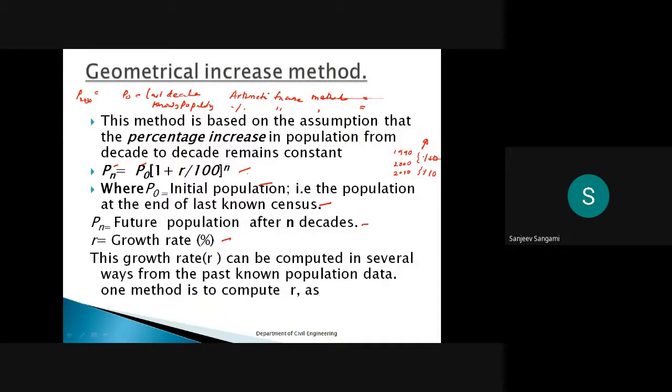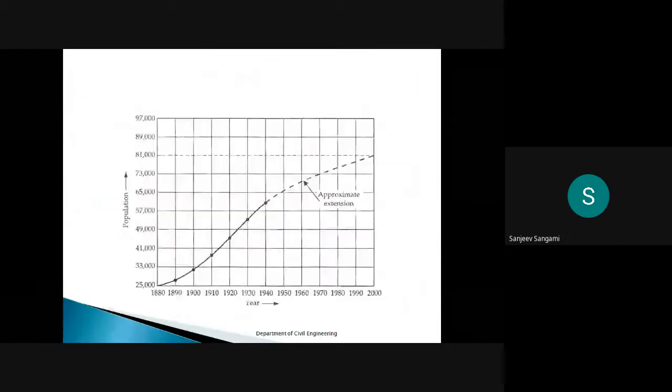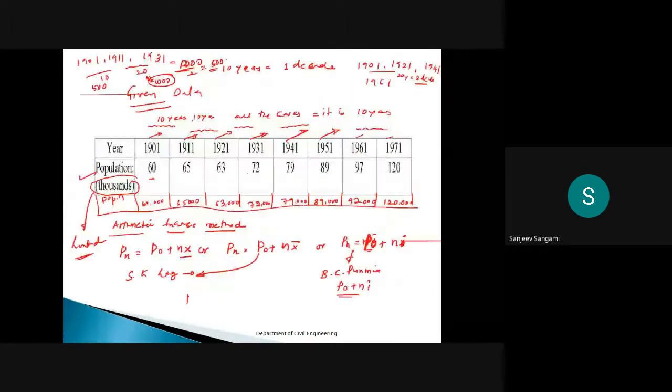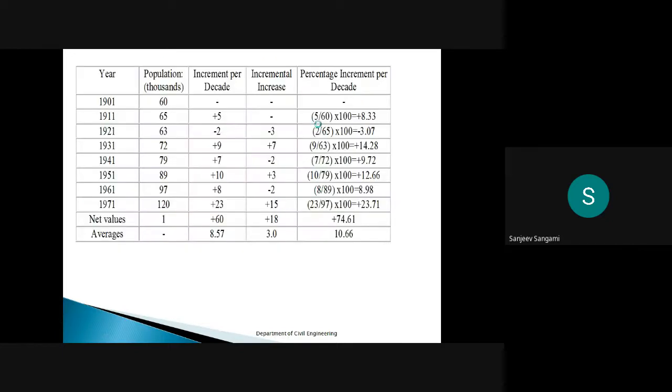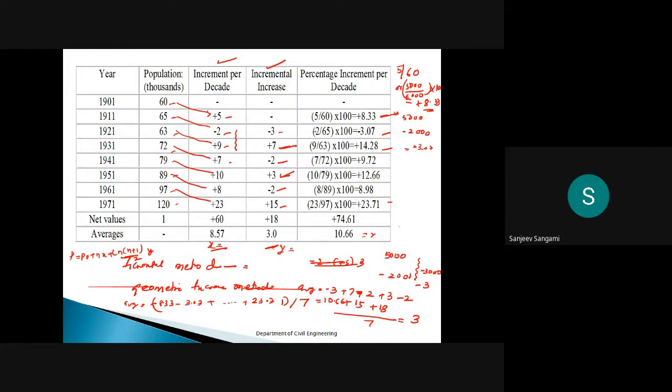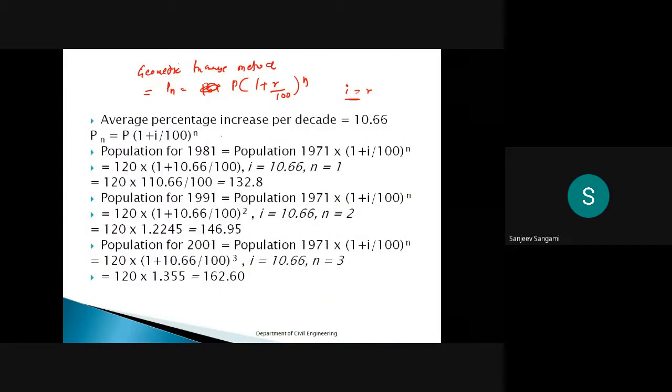So we have used P naught. Sometimes I said we will use it as I or R. We'll follow both cases, not a problem. I can use R or I. So here make it I as R or R as I, as in the previous problem. We already calculated the average percentage increase per decade, that is equal to 10.66. That is equal to I. This can also be written as P naught into 1 plus R by 100 into N.